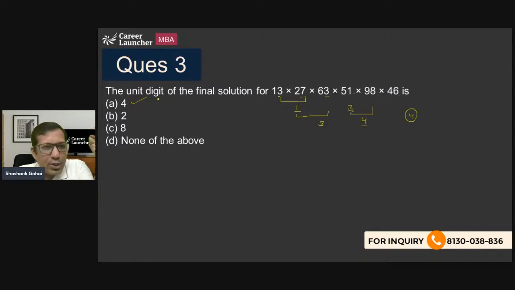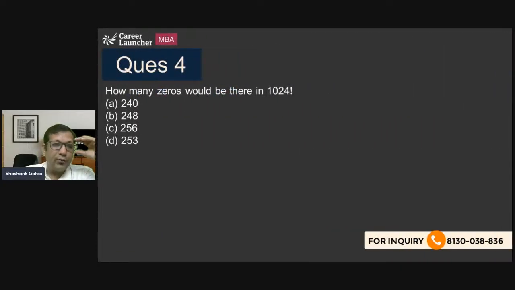Whenever a question is talking about the unit digit, ignore tens places, hundreds places, thousands places. Always ignore those numbers. Always multiply the unit digit, and as soon as your product becomes greater than 10, remove the tens place. So 3 sevens are 21, so 2 rejected, unit digit 1. 1 threes are 3, 3 ones are 3, 3 eights are 24, so 4, 4 sixes are 24, so 4. Got the answer. Now let's move on to question number 4.